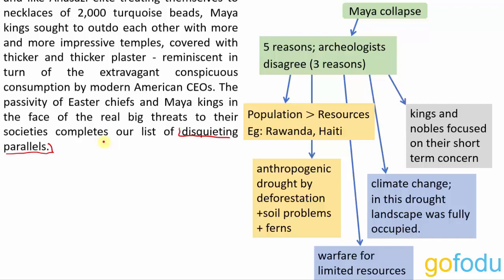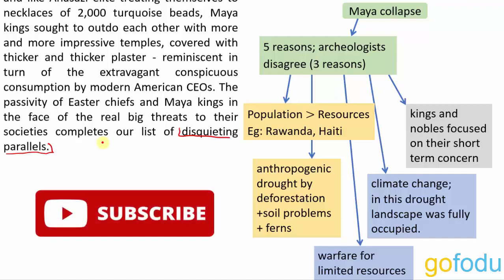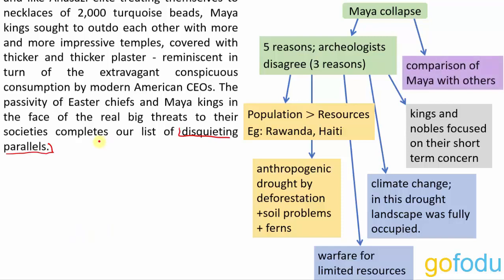In the flowchart, we will make a branch from the main block, as it is not related to any of the reasons of Maya collapse. Gist of the last para is comparison of Maya with others. No need to write the detail of this comparison. If any question is based on this, then we will refer the last para. This completes our flow diagram.